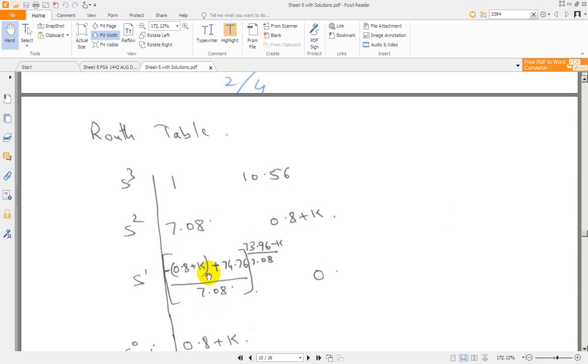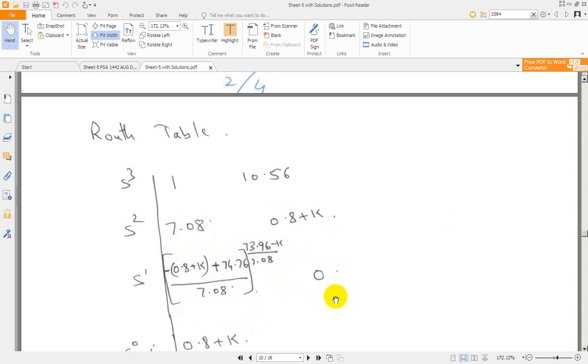So what are we going to get? 7.08, 10.56 is 74.56 minus 0.8 plus k divided by 7.08. Onto the whole, you will get it as this value completely can be written as 73.96 minus k divided by 7.08.